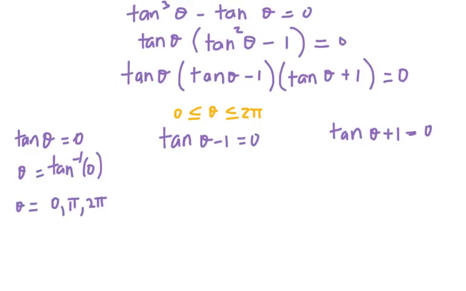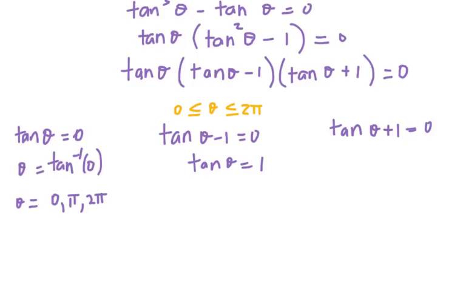Let's look at our second factor, tan of theta minus 1 is equal to 0. That must mean that tan of theta is equal to 1. So theta is equal to tan inverse of 1. And if tan theta is equal to 1, that means that tan is positive, and tan is positive in quadrants 1 and 3. So therefore, our solutions for theta will be pi over 4 and 5 pi over 4.